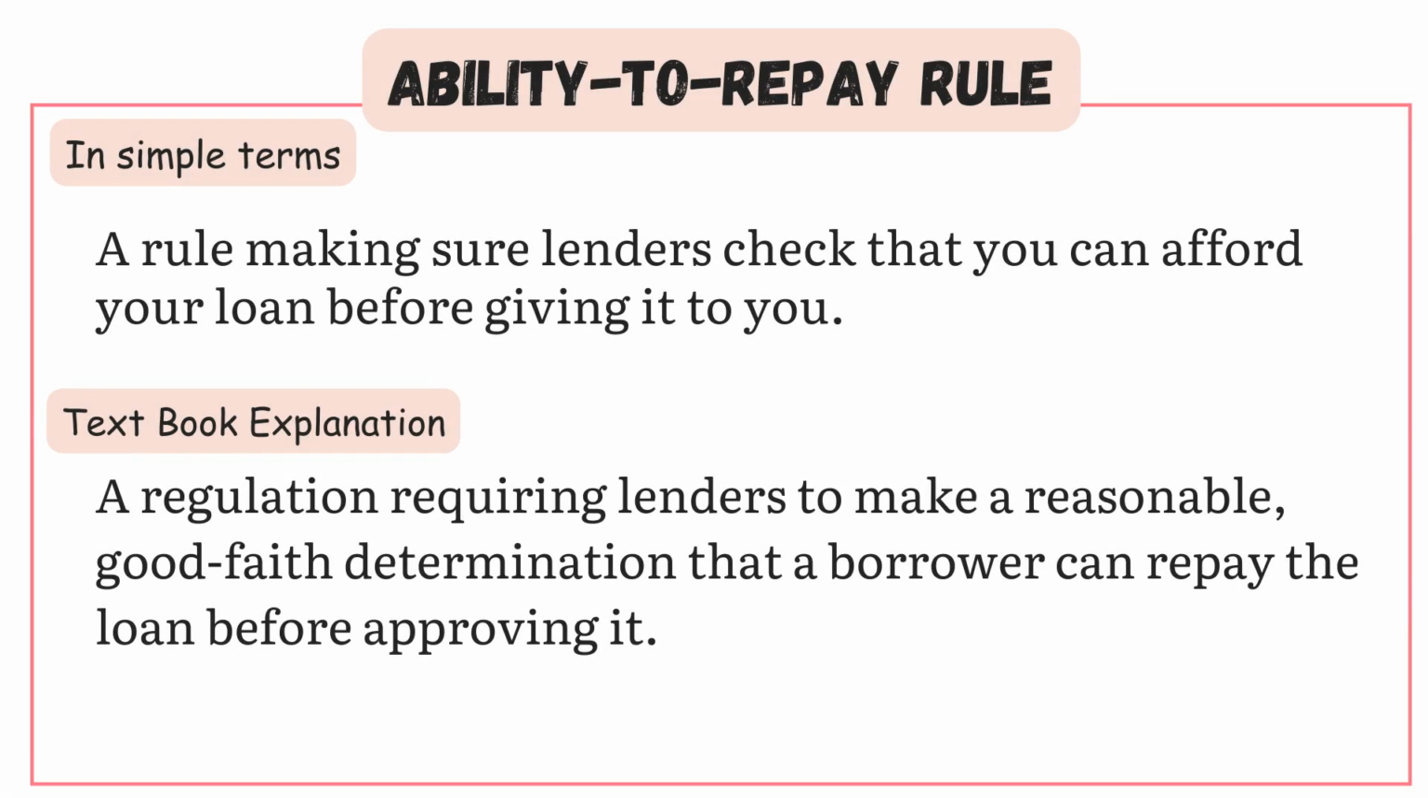Ability to repay rule. In simple terms, it is a rule making sure lenders check that you can afford your loan before giving it to you. As per textbook definition, ability to repay rule is a regulation requiring lenders to make a reasonable, good faith determination that a borrower can repay the loan before approving it.